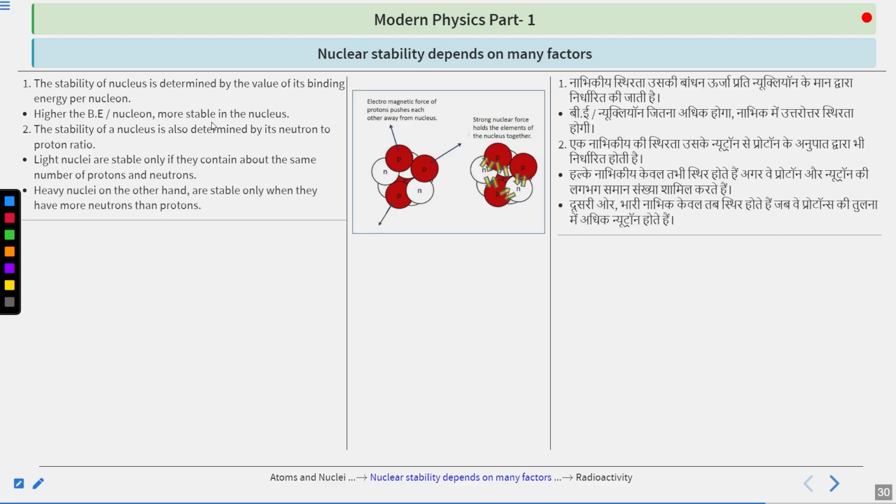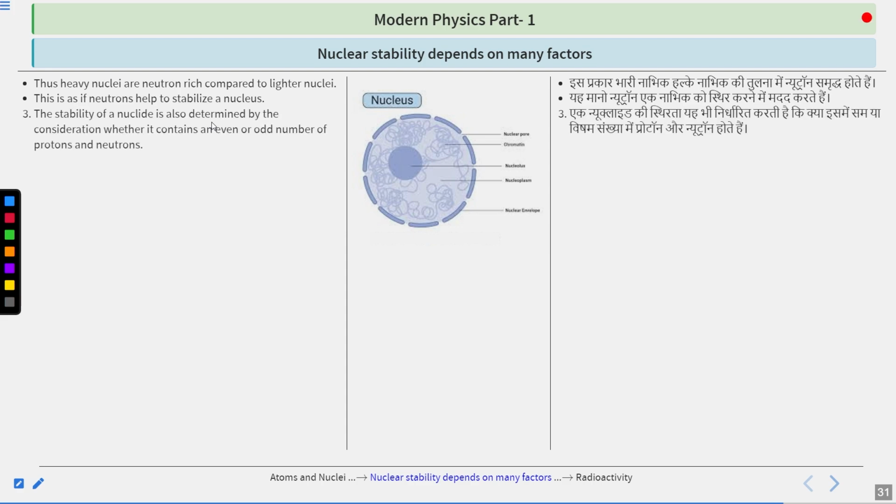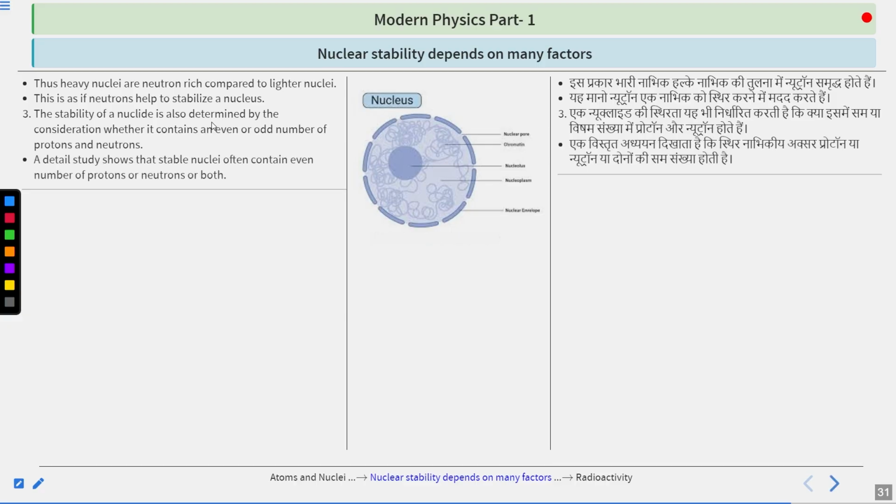Heavy nuclei, on the other hand, are stable only when they have more neutrons than protons. Thus, heavy nuclei are neutron rich compared to the lighter nuclei. It is as if neutrons help to stabilize a nucleus. Then, third, the stability of a nuclide is also determined by its constitution, whether it contains an even or odd number of protons and neutrons. A detailed study shows that stable nuclei often contain an even number of protons or neutrons or both.